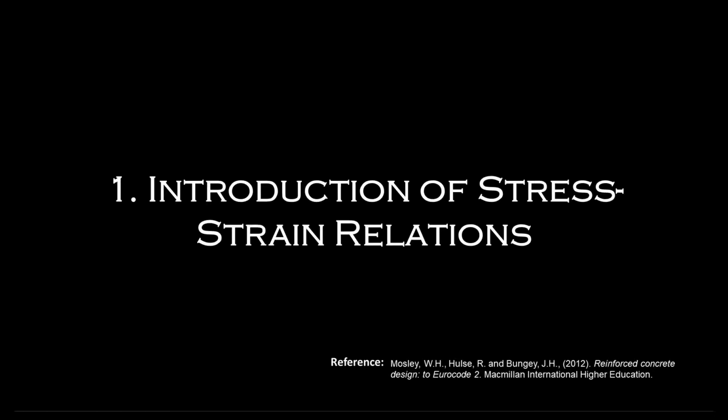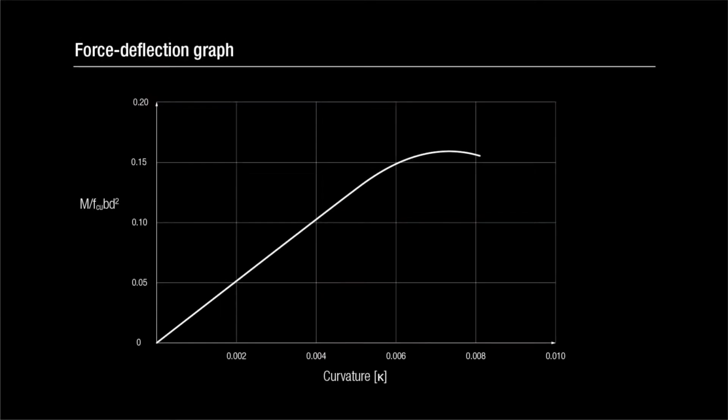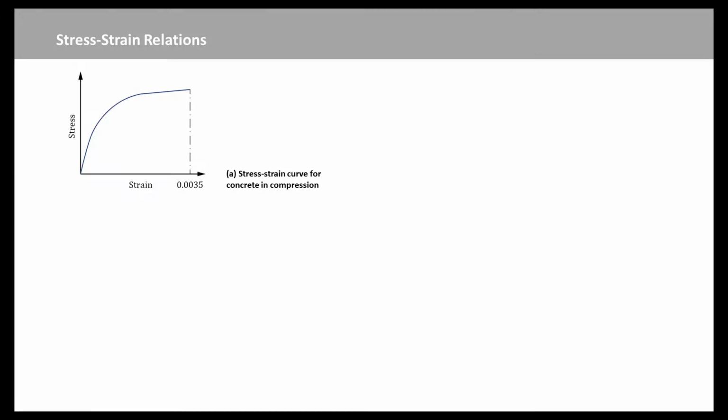The loads on a structure cause deformation of its members with resulting stresses and strains in the concrete and the steel reinforcement. To carry out the analysis and design of a member, it is necessary to have a knowledge of the relationship between these stresses and strains. Concrete is a very variable material, having a wide range of strengths and stress-strain curves. A typical curve for concrete in compression is shown in Figure A.